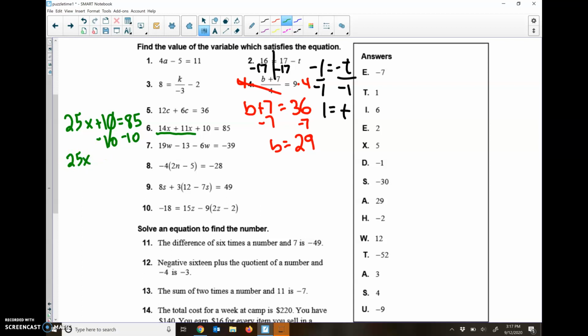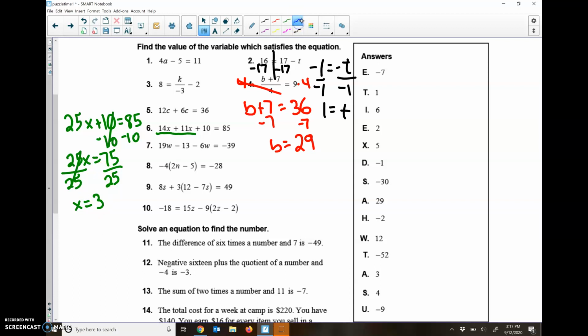So 25x, 85 minus 10 is 75. And that's 25 times x. So I'm going to divide both sides by 25. And 75 divided by 25 is 3.